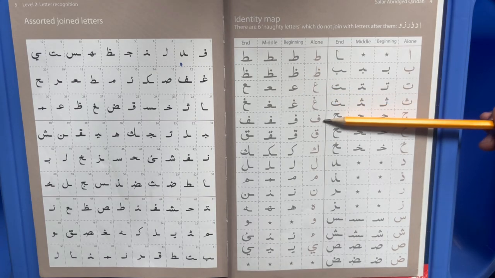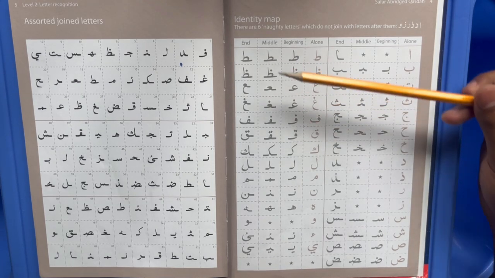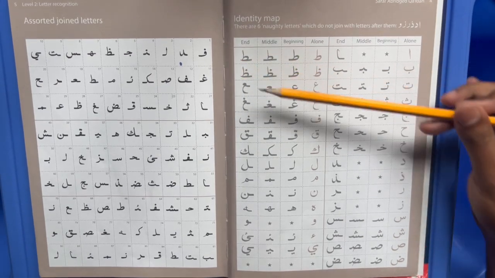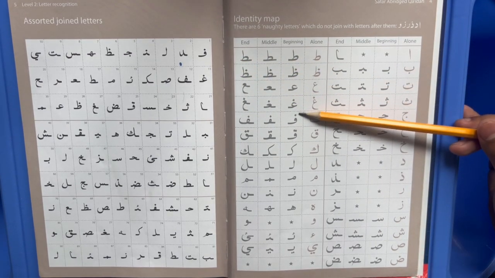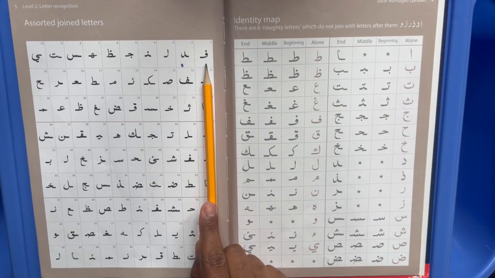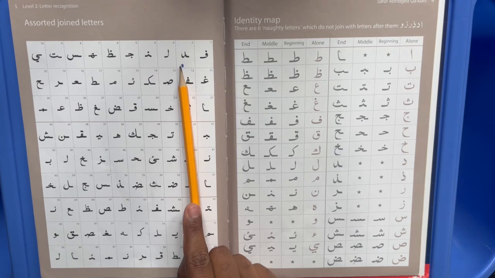And we move on to fa, which is the exact same. So we have the dot here and the exact same shape. So we have fa at the beginning. So this is how we would read this letter, fa at the beginning. Moving on to the next letter.